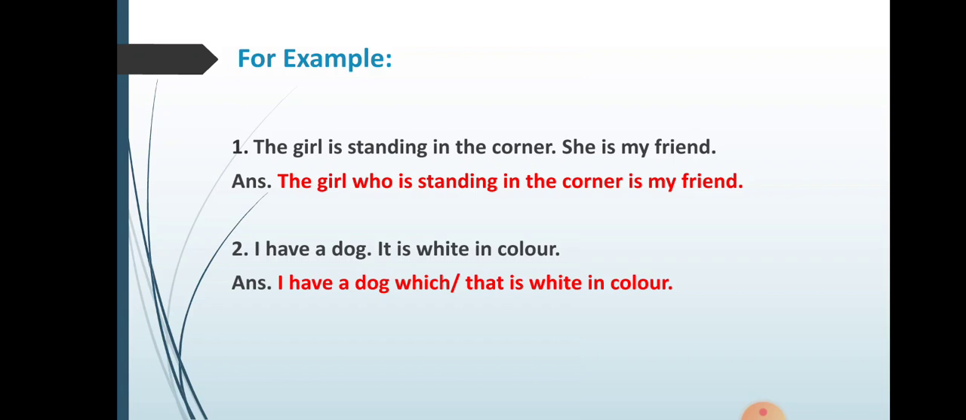Next example is I have a dog. It is white in color. So, how will I join? I have a dog which or that is white in color, because we use which or that for animals. So, you can use either which or that.